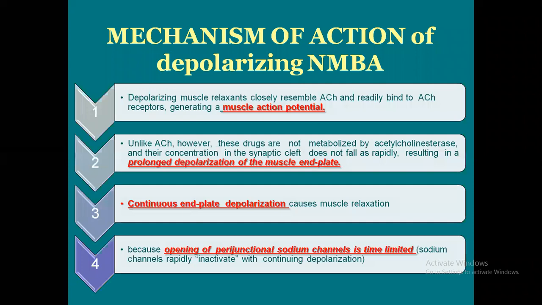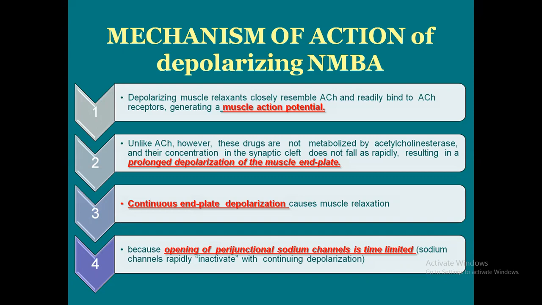Mechanism of action of depolarizing NMBA. NMBA is neuromuscular blocking agents. Depolarizing muscle relaxants closely resemble acetylcholine. I have told you enough number of times, if there are two acetylcholines and they bind together back to back, it becomes scoline. So it readily binds to the acetylcholine receptor, generating a muscle action potential. That's why the fasciculation takes place, because of the so-called muscle action potential.